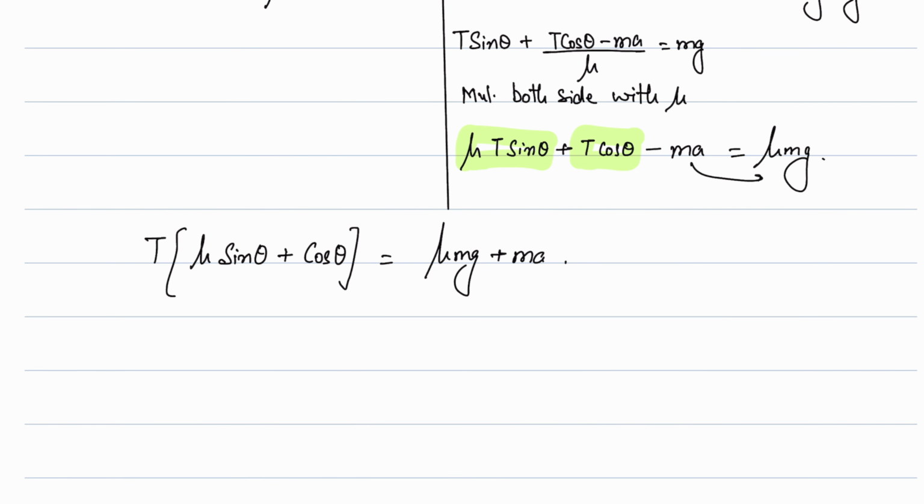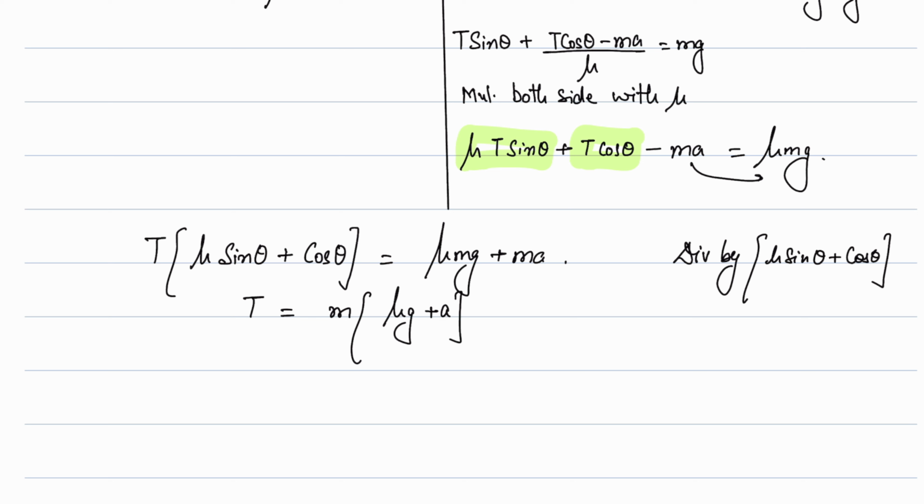Now just place the value. So T is equal to mu times m(g plus a) divide by mu sine theta plus cos of theta, both sides. Okay, so now what will happen? T equals, take m common, m(mu times of g plus a) divide by mu sine theta plus cosine theta. Clear? Now place the values.